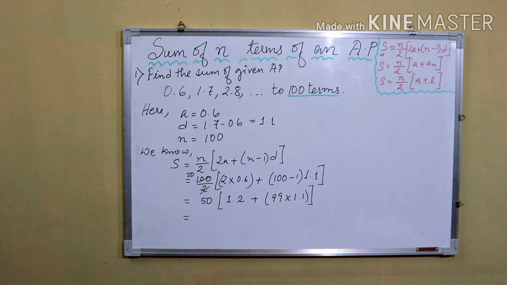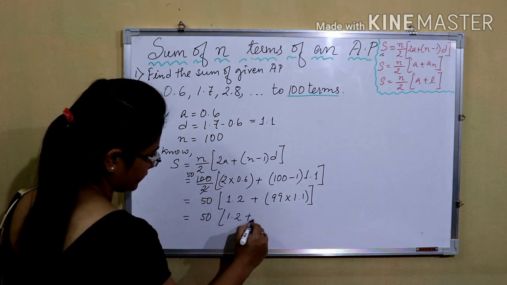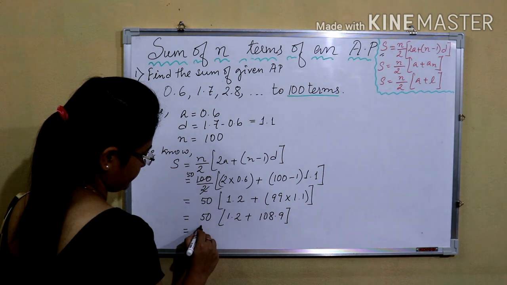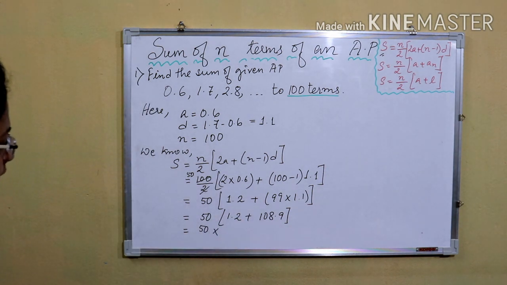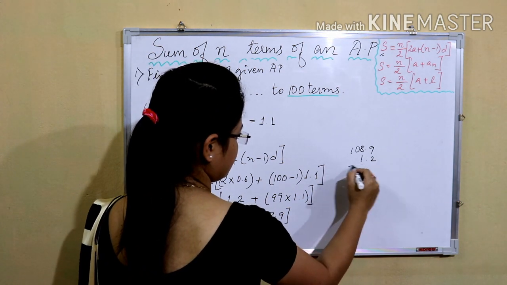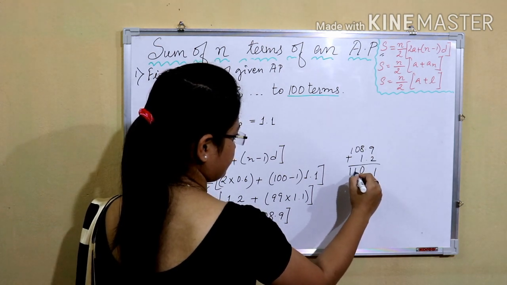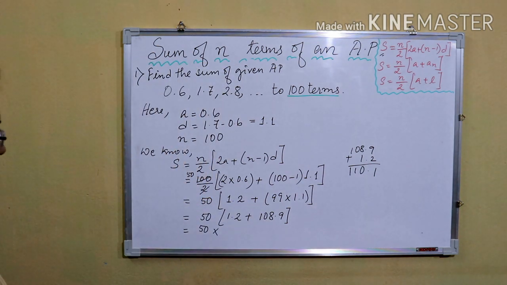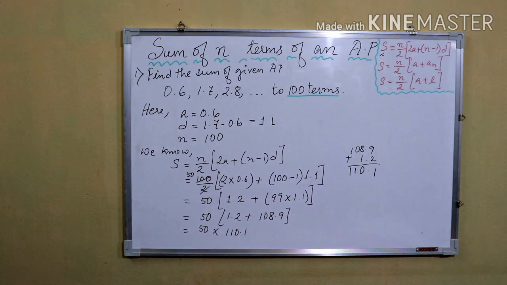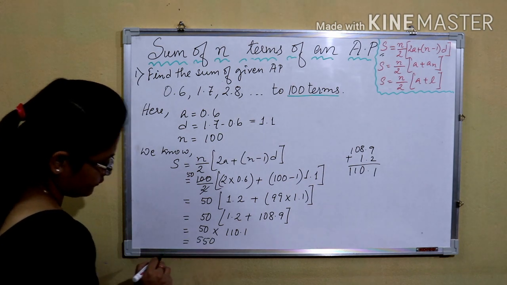So 99 into 1.1 will be getting 108.9. So 108.9 plus 1.2. Is it 110.1? Yes. 110.1. So 50 into 110.1, 5505.